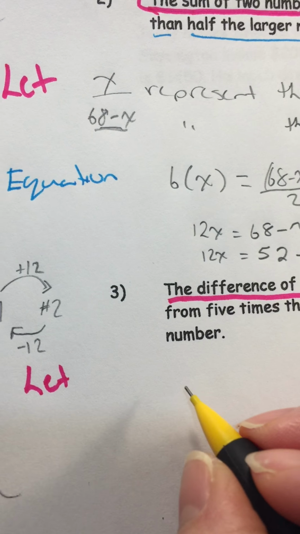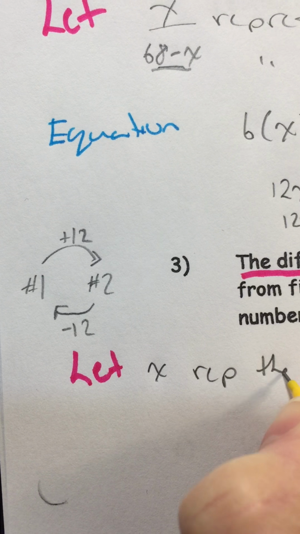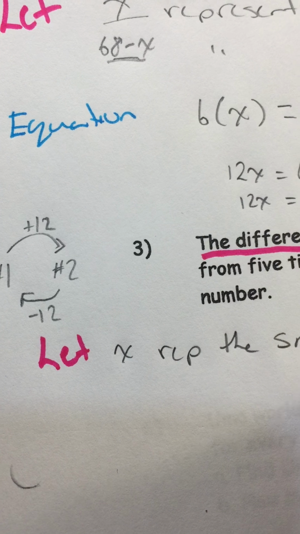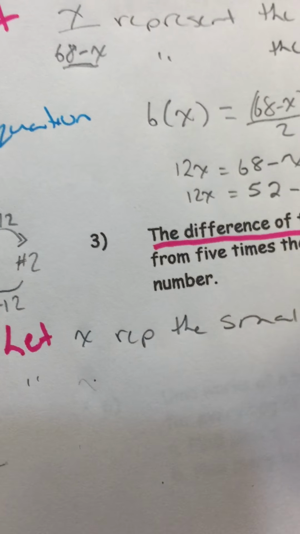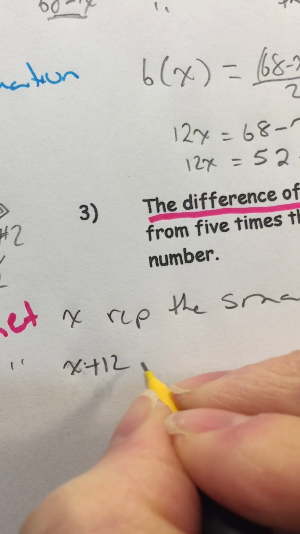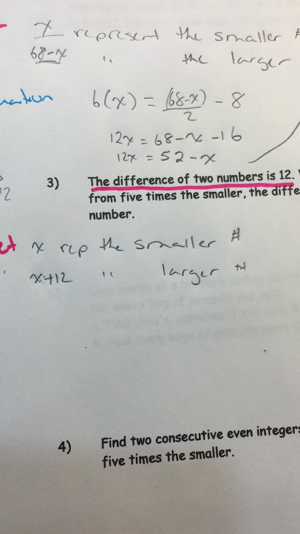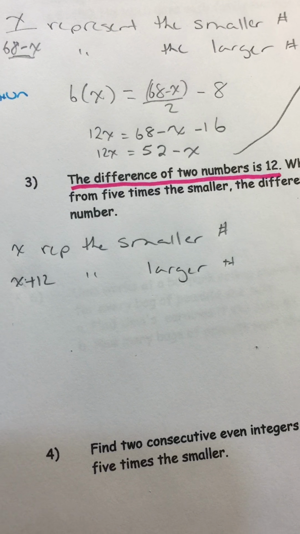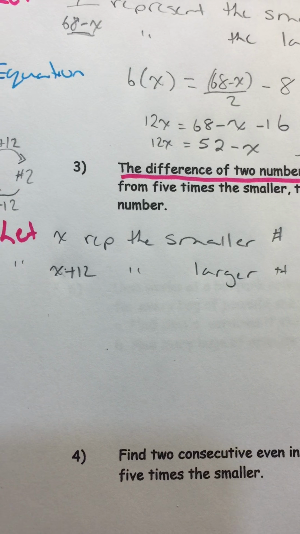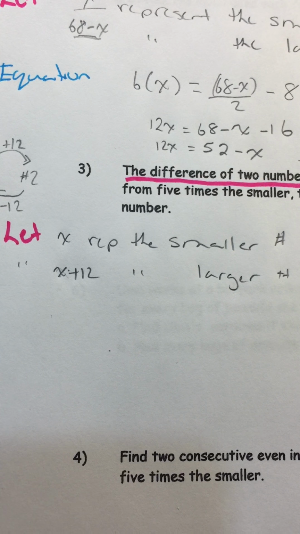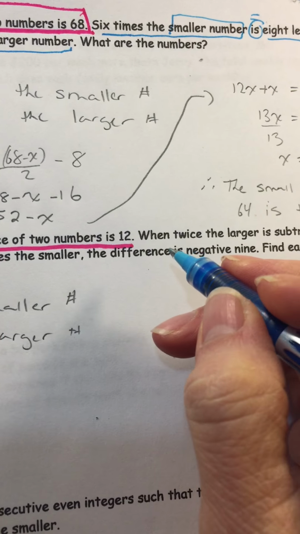So in my let statement, I'm going to say, let x represent the smaller number, and let the small number plus 12 represent the large number. If I wanted to have x represent the large number, I would have to subtract 12 from it to represent the smaller number. I find it easier just to do addition, so I usually start with x representing the small number and always add the difference to the little number to get to the big number for my let statement. Okay, next we move on to the rest of the relationship, which is going to give us our equation.